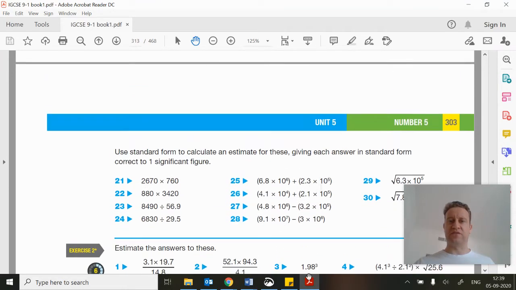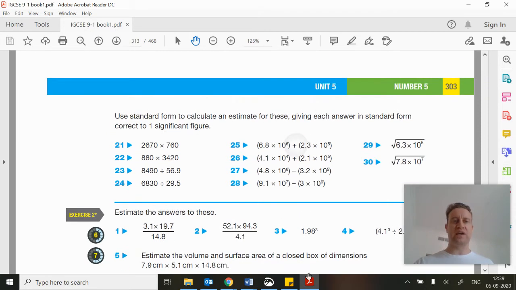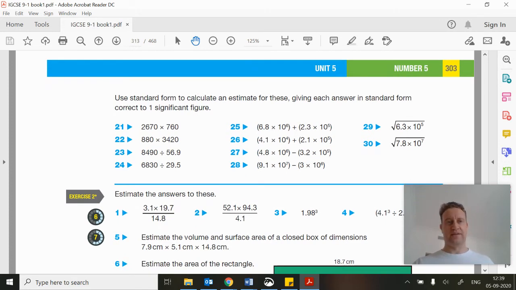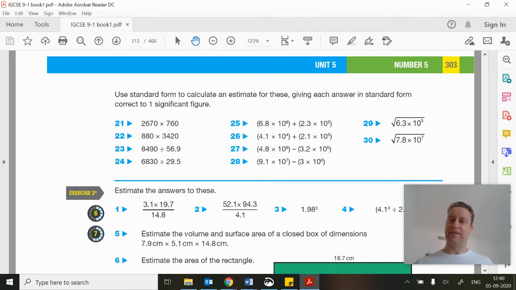Hi there, guys. This is for my GCSE students. We're going to look at a technique for making estimates using one significant figure. I'm taking this from the Edexcel Pearson IGCSE 9-to-1 book, page 303. It's the number section from Unit 5.